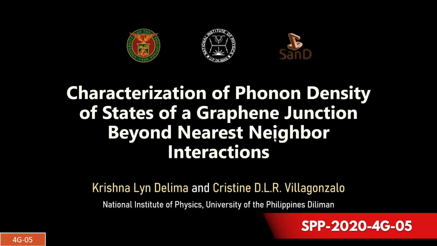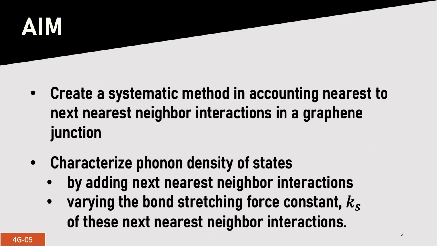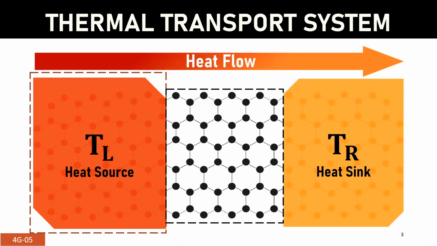Good day, everyone. I am Krishna, and my fellow author is Dr. Christine Villagonzalo. This is the characterization of phonon density of states of a graphene junction beyond nearest neighbor interactions. The aim of this paper is to create a systematic method in acquiring interactions in a graphene junction and to characterize phonon density of states by adding next nearest neighbor interaction and varying the bond stretching force constant of these said interactions. The thermal transport system used in this paper consists of the heat source, graphene junction, and a heat sink.